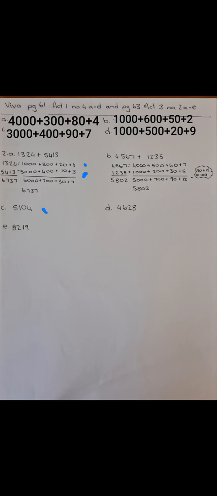Okay, so then C was 5,104. And then I've got for D, 4,628, and then for E, 8,218. Sorry for all the mistakes, but I hope you can see it on the screen, and if you need to pause and mark, you can, and then you scan your work, please, and you send it in.